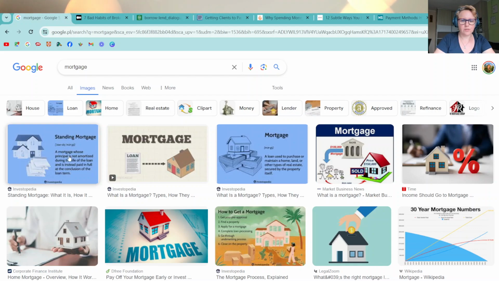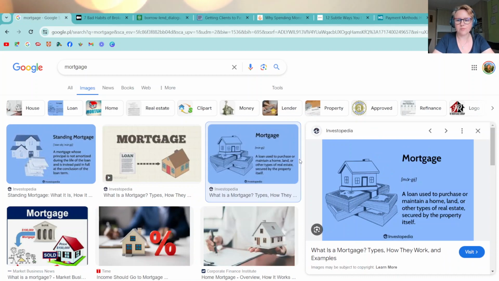But the word that you should know, I think, is mortgage. Maybe let's just look at the mortgage. So it's a type of loan. Loan used to purchase or maintain home, land, or other types of real estate secured by the property itself. So this is something that in Polish we call kredyt hipoteczny. I think this definition is a very good one.